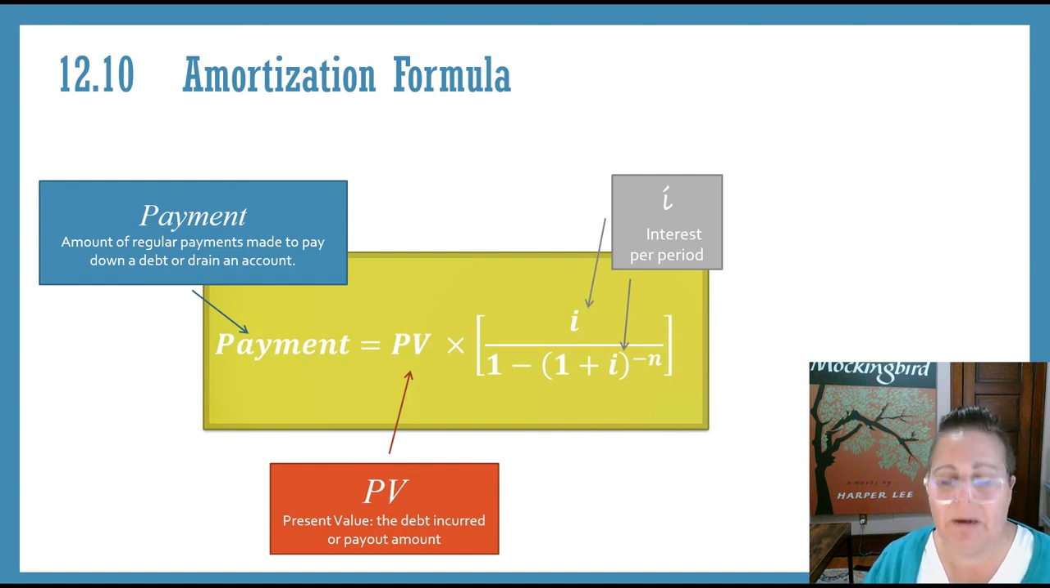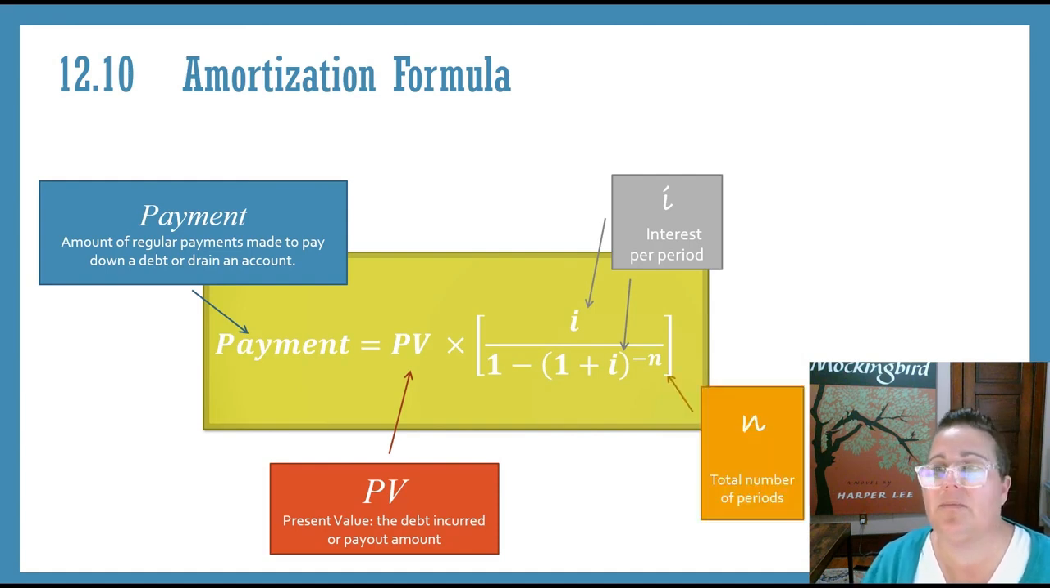I is the interest per period. N is the total number of periods. Again, be careful, it is a negative. That is a negative N, so watch out for that.